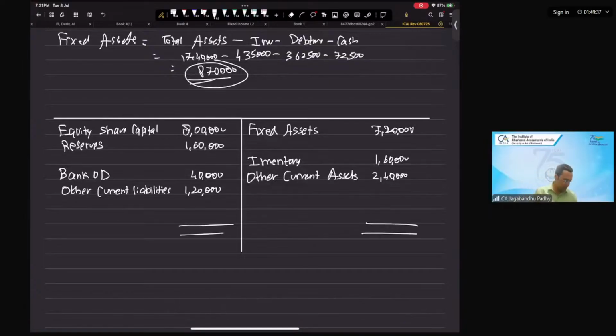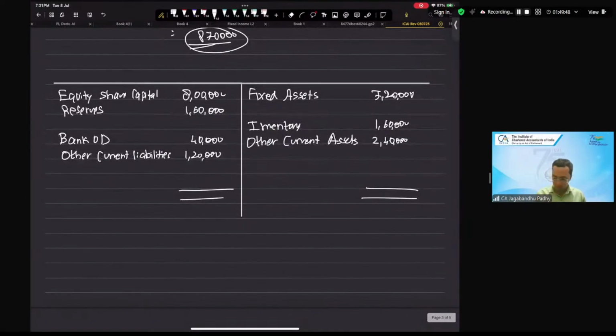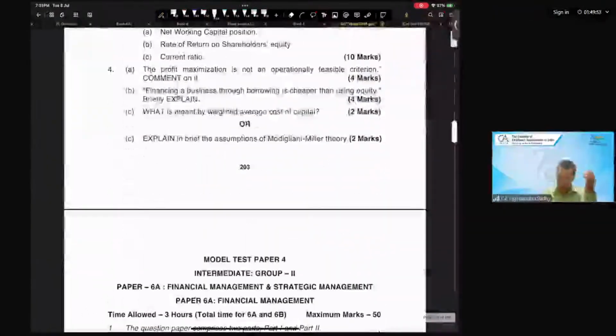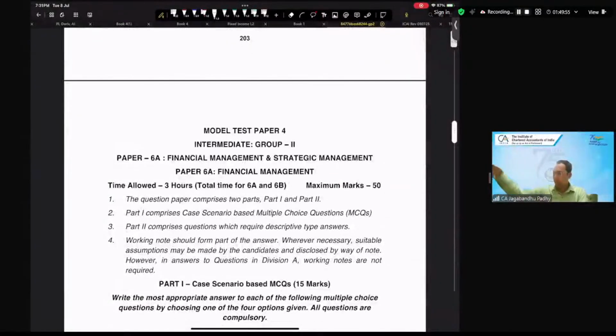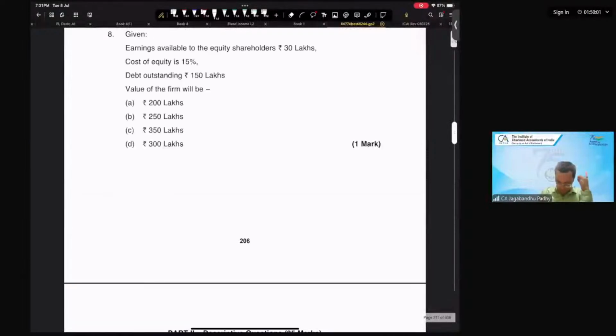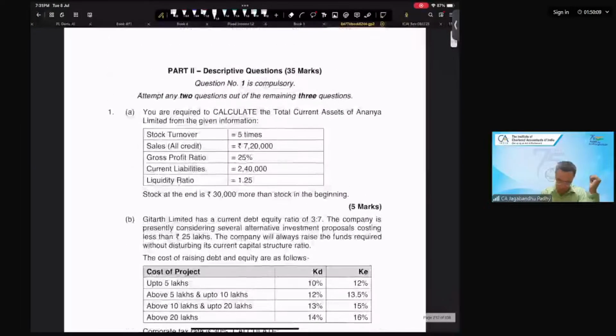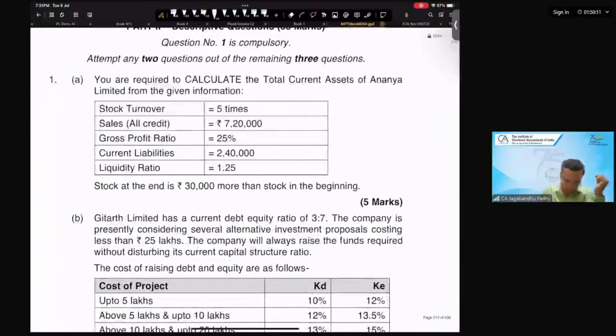Okay. Shall we begin, guys? Okay. Now let's take up another question again from the model test papers. This is the next one that we are looking at. Okay, this is a very simple question that we have. Give it a try, guys.